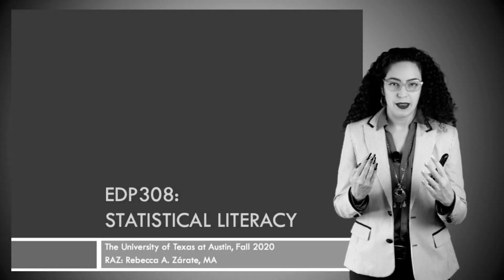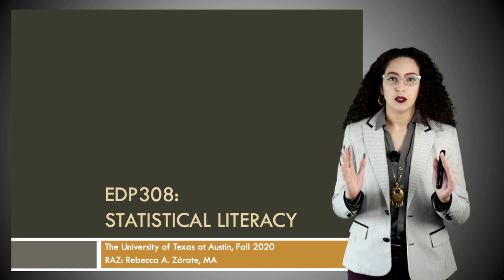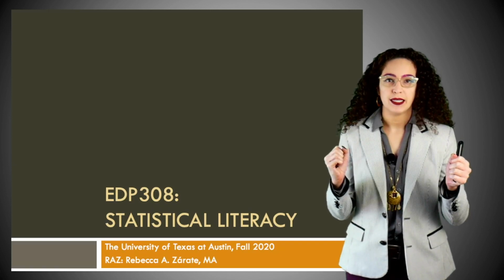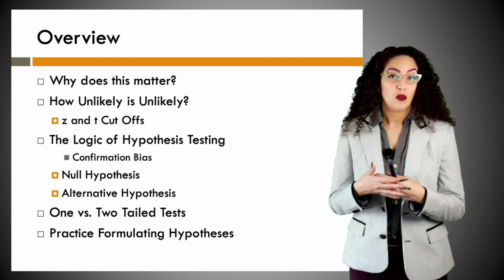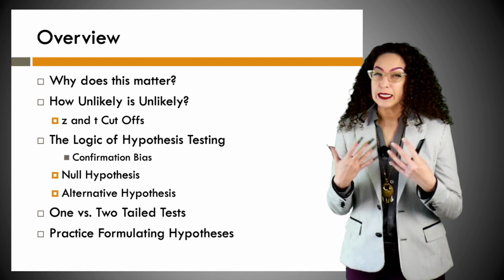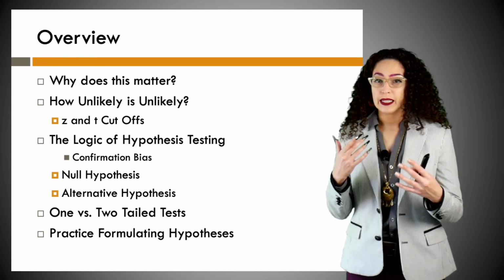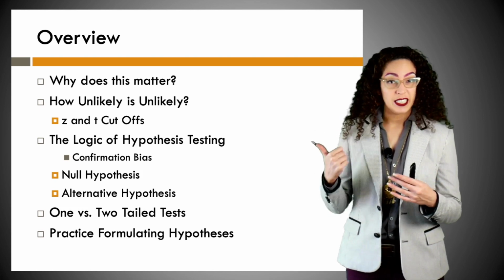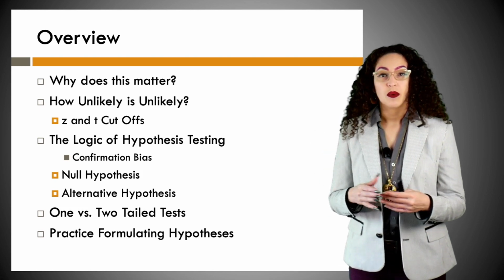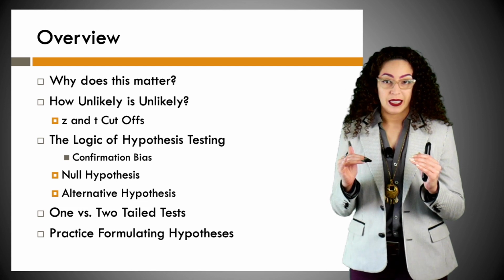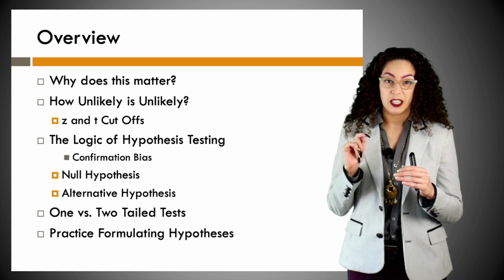We are finally here. It is time to start hypothesis testing. Let's go. We're going to review briefly why this matters again. Why are we doing this? We're going to talk about how unlikely or likely something is, and we can use our Z and T cutoffs to determine that. We're going to talk about the logic of hypothesis testing and our little problem of confirmation bias.